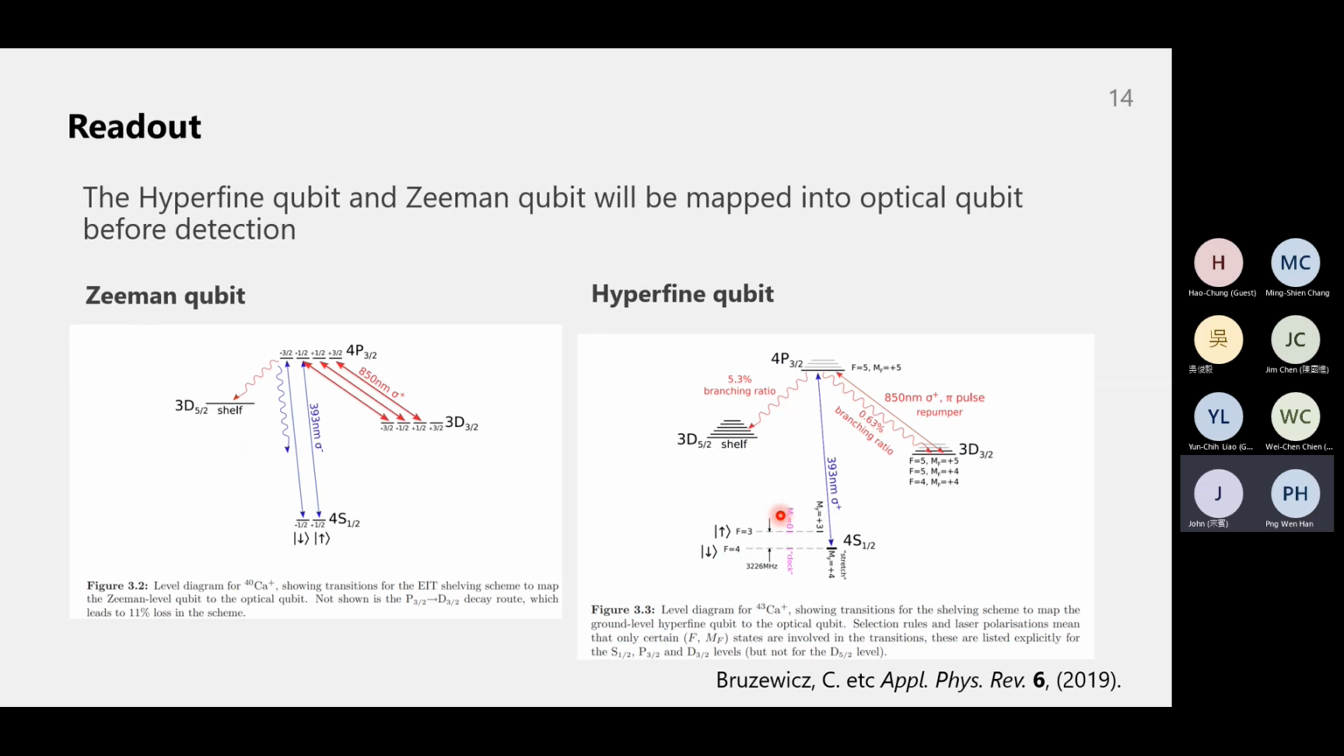And you might wonder, how about hyperfine qubits and Zeeman qubits? How do we do the readout? I won't go into detail, but the basic idea is that we can map the state in the Zeeman or hyperfine splitting to the D state and follow the same manner as in the previous slide. We can do the readout.